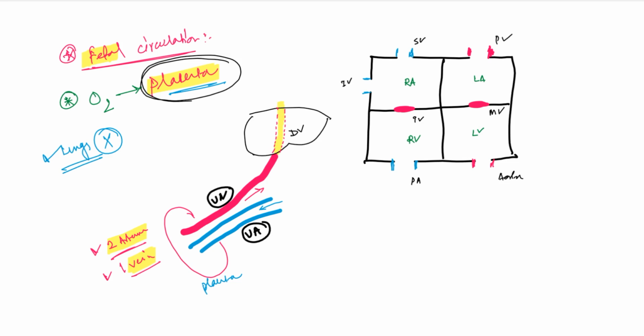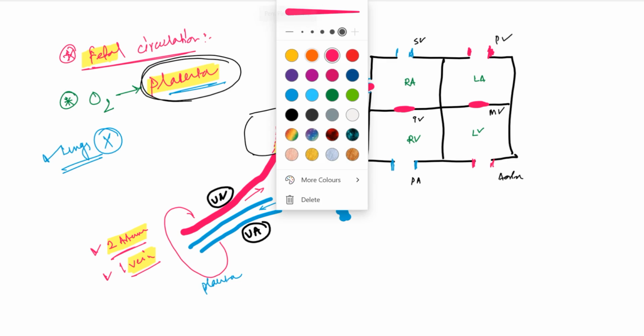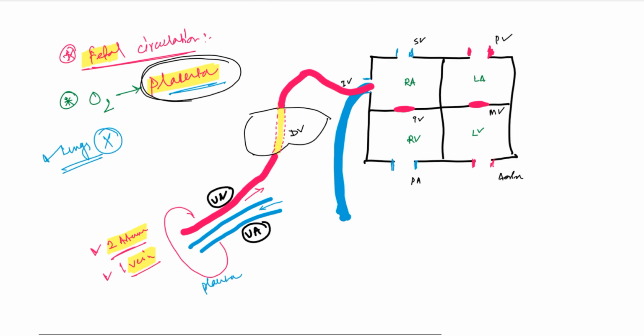Now after bypassing the hepatic circulation, the umbilical vein joins the inferior vena cava in order to reach the right atrium. The umbilical vein joins the inferior vena cava and reaches the right atrium. And deoxygenated blood from the upper limbs also reaches the right atrium through the superior vena cava. Now here comes shunt number 2, the foramen ovale, which is an opening between the right and left atrium.